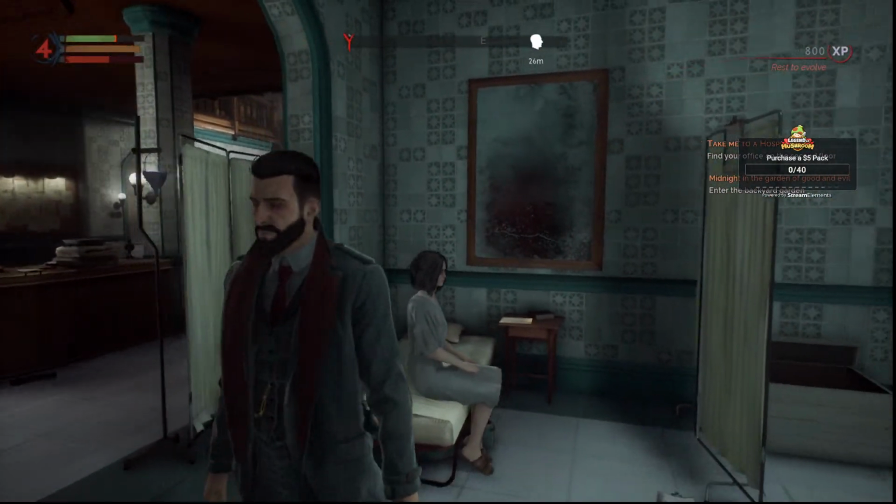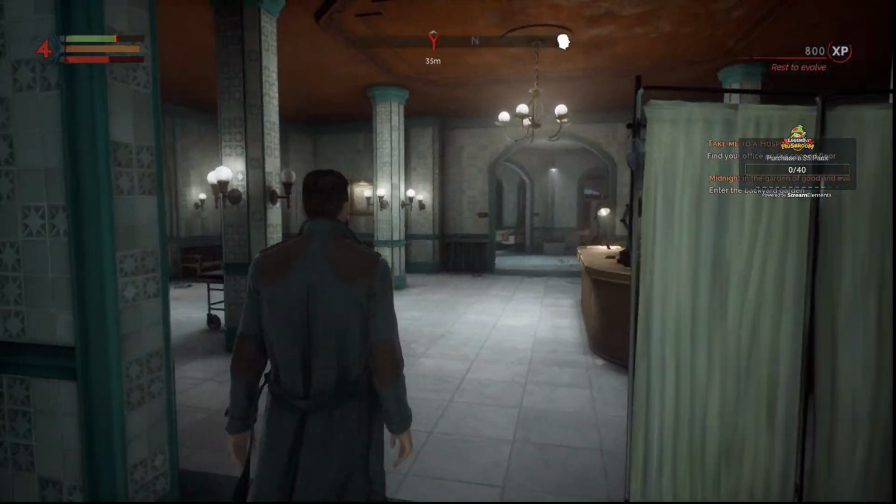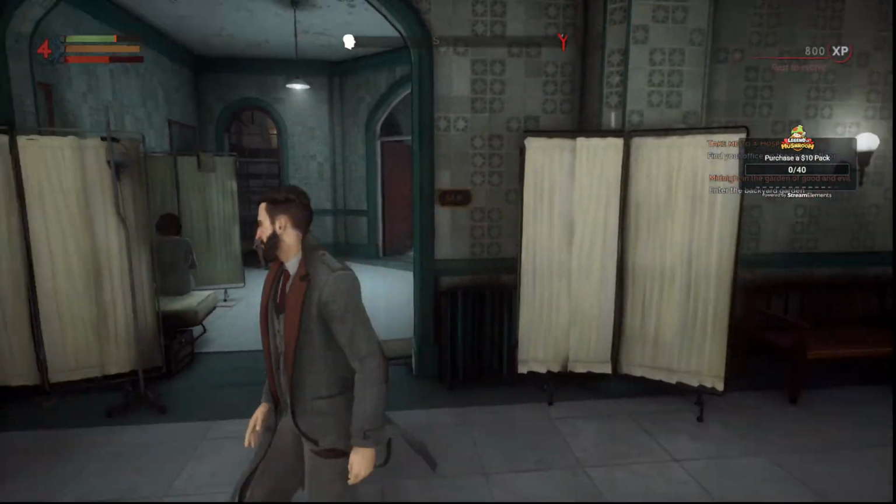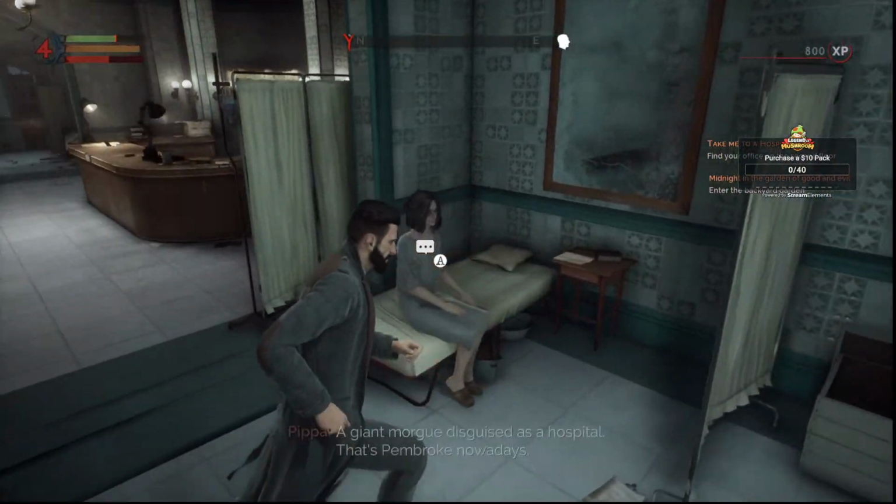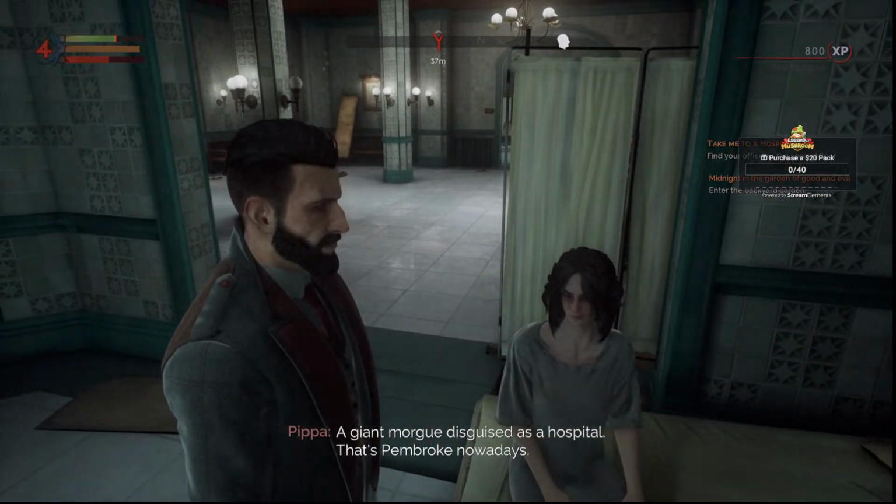Oh god, when'd she get there? Fucking jump scare. A giant morgue disguised. What are you doing there?